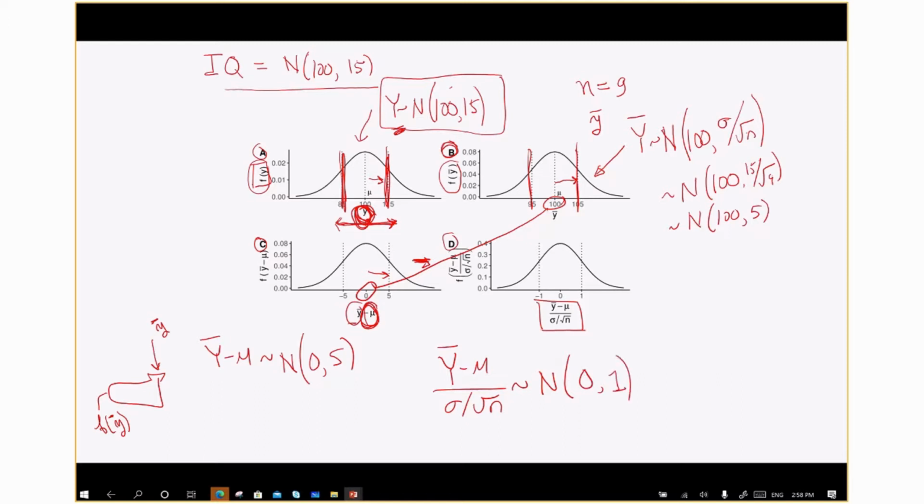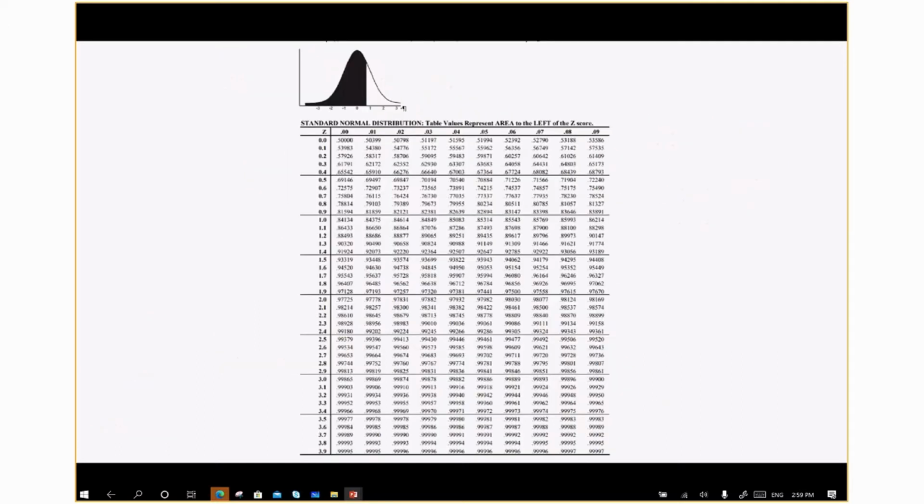And we've really seen all this before. It's just a reminder that if we have this random variable, Y bar minus mu divided by sigma over root n, you're going to have a standard normal distribution. And the standard normal distribution is important because that's what's going to enable us to use the Z table, the standard normal table. So here we have our standard normal table.